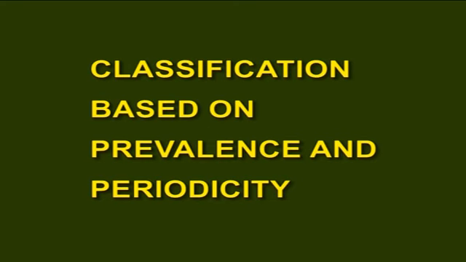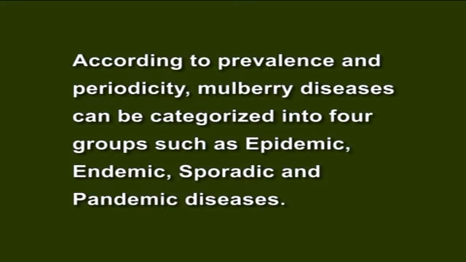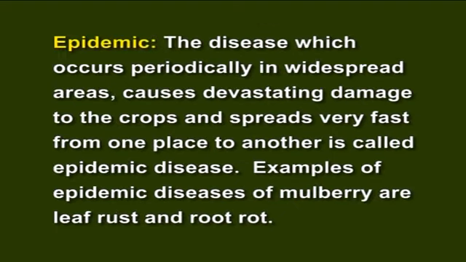Classification based on prevalence and periodicity. According to prevalence and periodicity, mulberry diseases can be categorized into 4 groups such as epidemic, endemic, sporadic and pandemic diseases. Epidemic: the disease which occurs periodically in widespread areas, causes devastating damage to the crops and spreads very fast from one place to another is called epidemic disease. Examples of epidemic diseases of mulberry are leaf rust and root rot.